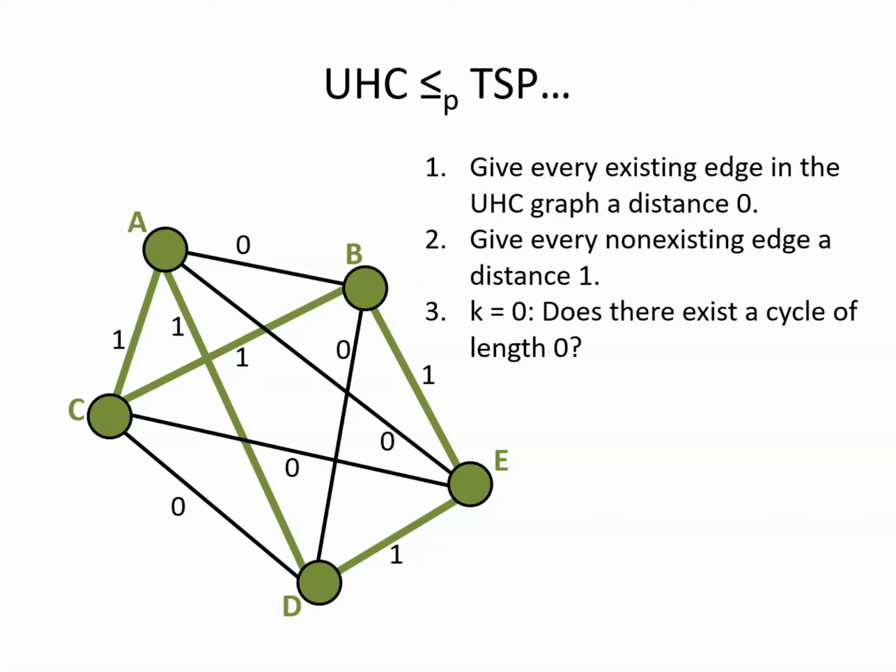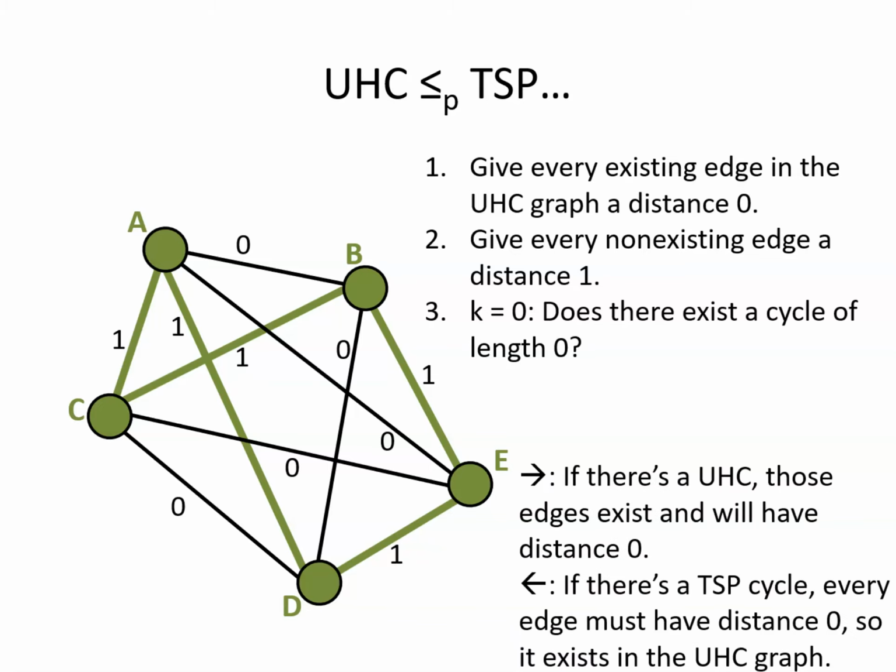If there is an undirected Hamiltonian cycle, then if we use that cycle in our traveling salesman problem, we'll find that it creates a distance 0 tour. Similarly, if we have a traveling salesperson problem cycle, then we know that every single edge that was used in that cycle must have a distance 0, which means that it must have been an edge that existed in the original graph. So if we take all of those edges together, we'll end up with an undirected Hamiltonian cycle.